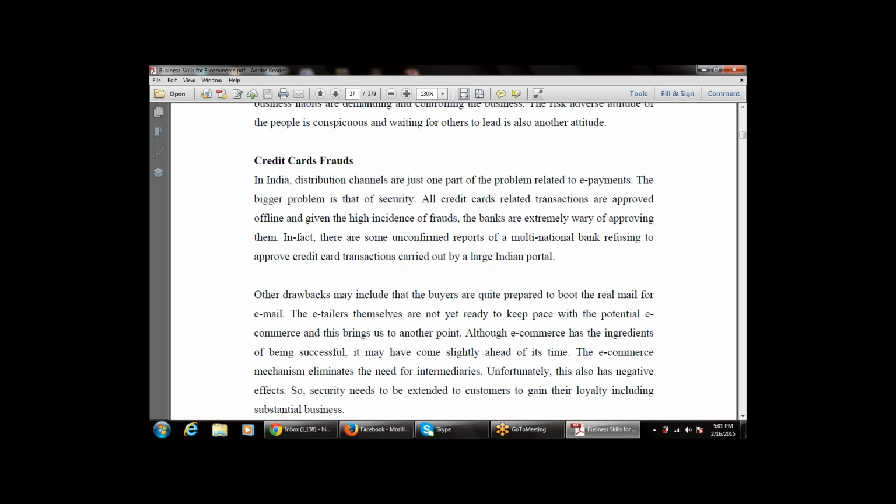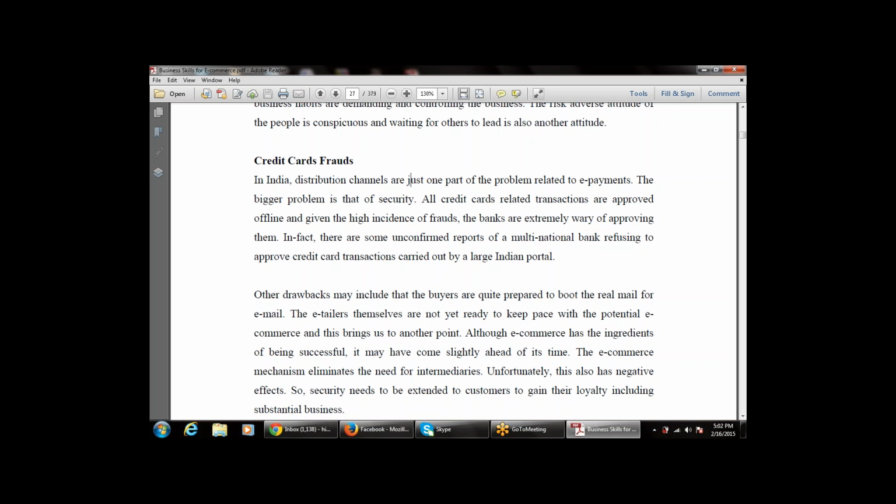All credit card related transactions are approved online, which gives a high risk of frauds. The banks are extremely wary of approving them. That is because every credit card fraud happens online or offline, so most customers are affected by this. In fact, there are some unconfirmed reports of a multinational bank refusing to approve credit card transactions carried out by a large Indian portal. That is, there are also different kinds of reports available.